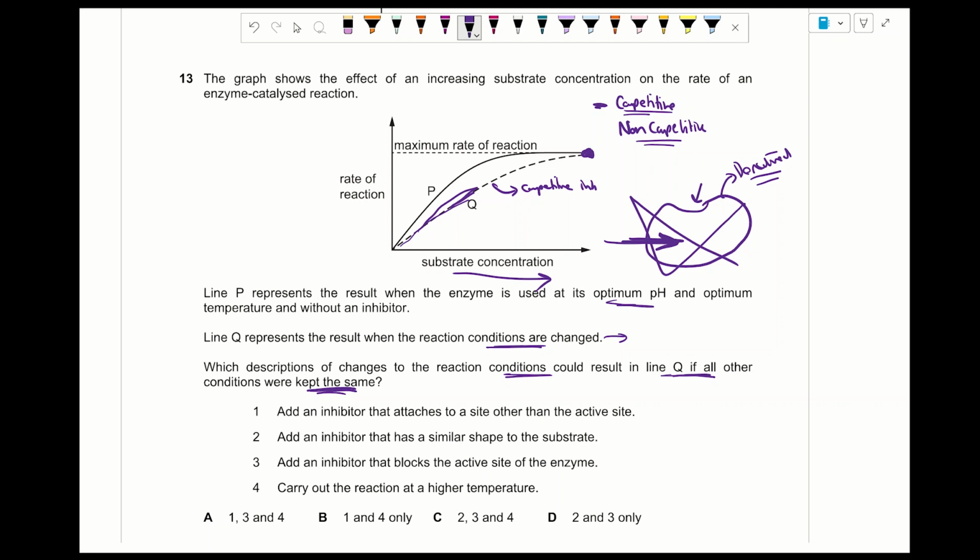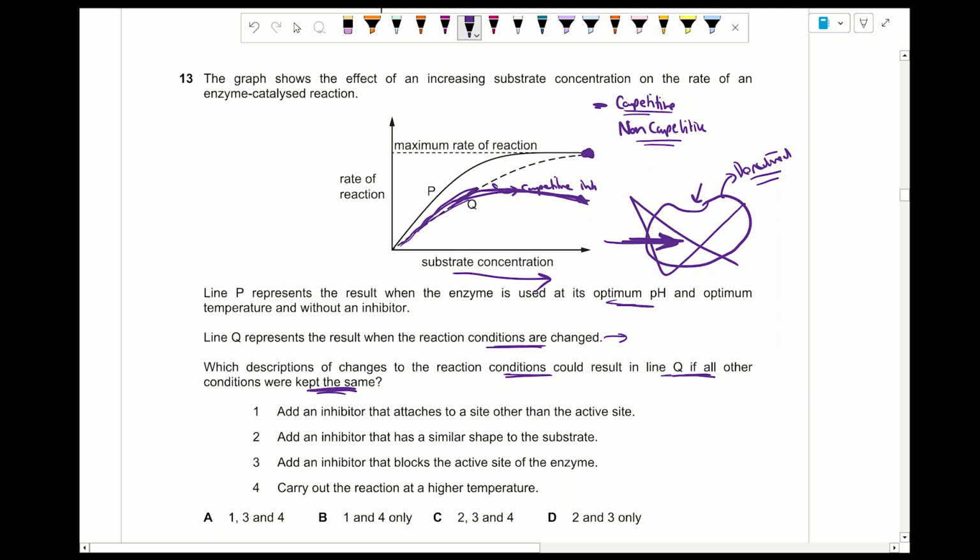Therefore, what's going to happen is that the rate of the reaction is going to keep slowing down, and the rate of the reaction is going to plateau at a way lower rate than the maximum rate of reaction. It's going to be somewhere here. And the substrate concentration does not overcome the effect of the non-competitive inhibitor since it binds at an allosteric site, completely distorting the shape. Now, let's see the suggestions that we have here.